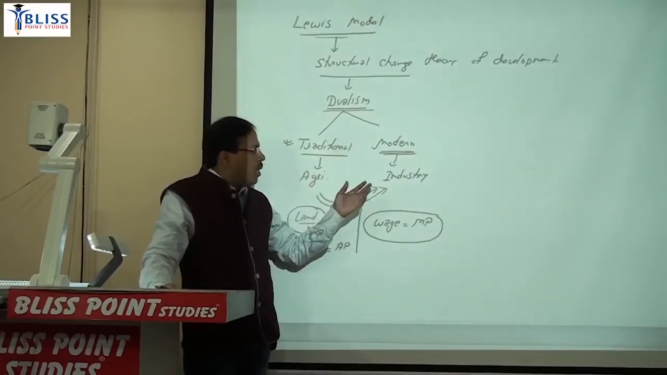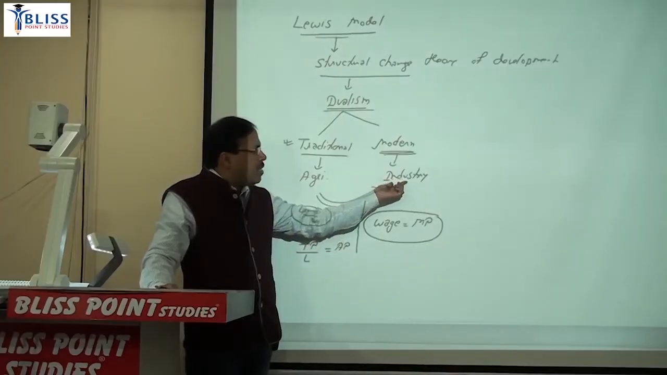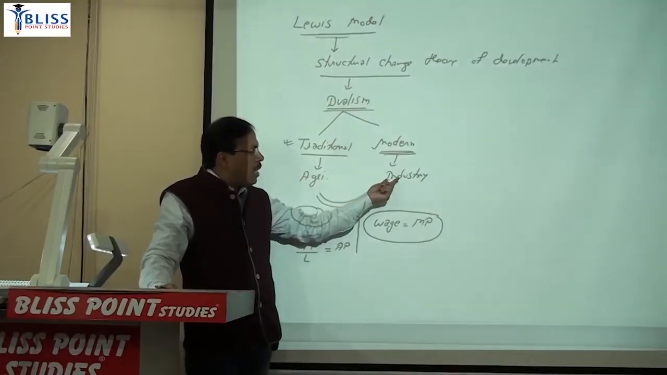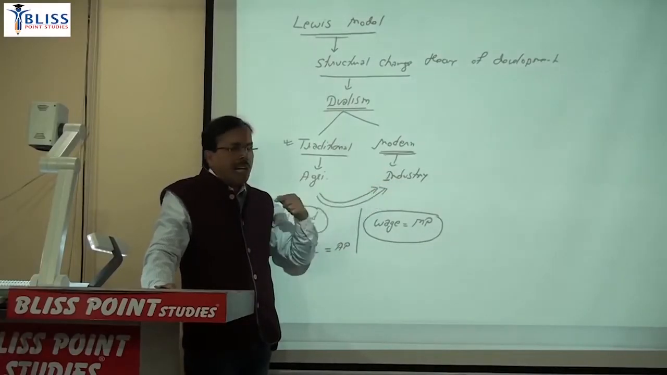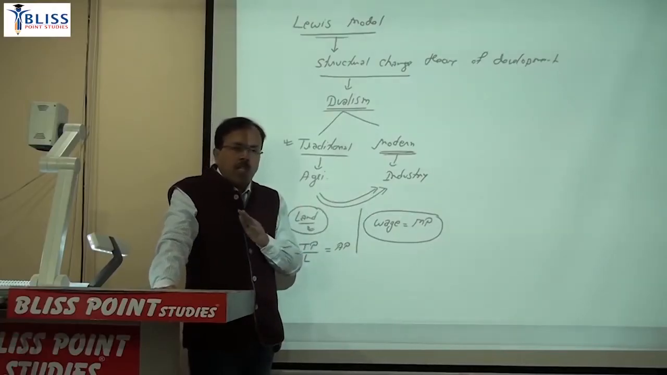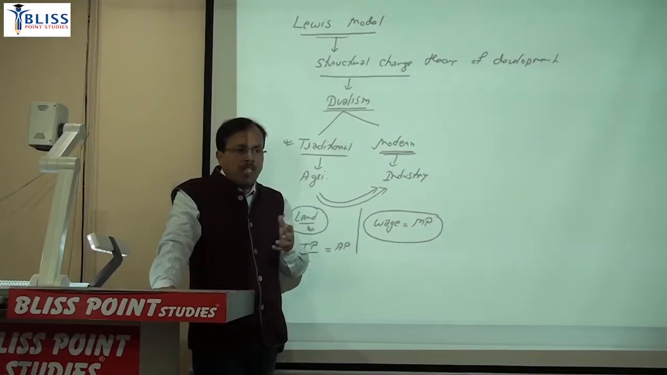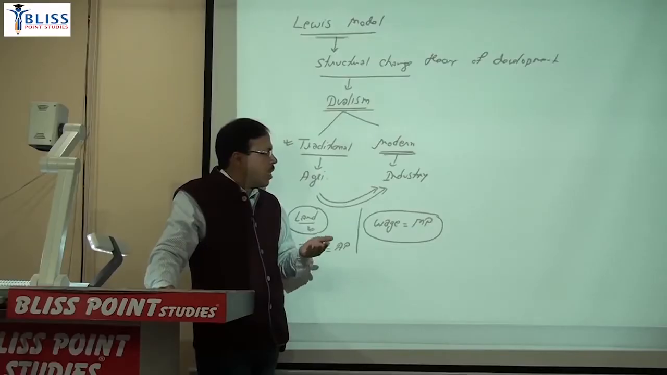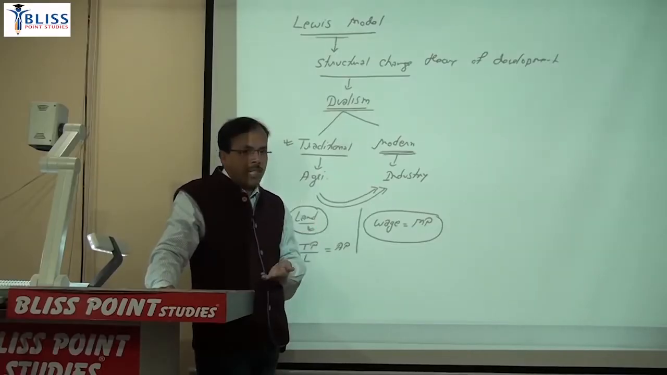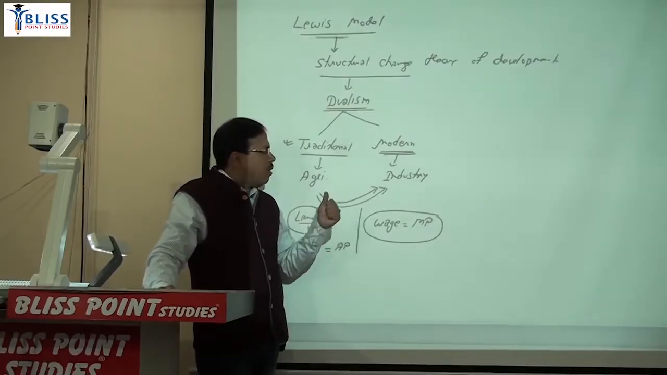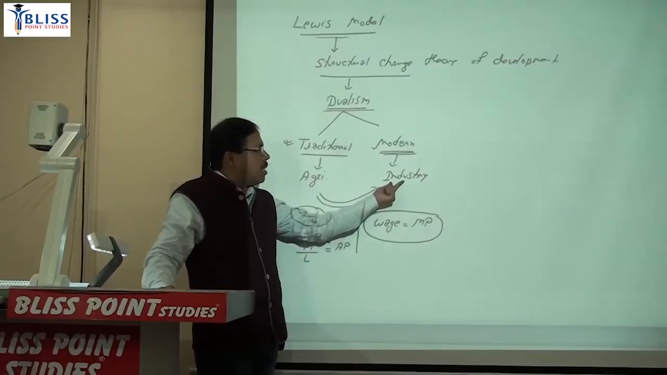What is the absorption capacity of this industry? How much labor can industry absorb? That depends upon capital accumulation in industry. If industrial expansion occurs, that means more and more plants are being set up, which in the economic sense is capital accumulation or investment. So if there is more and more capital accumulation in the industry, there is more and more plant set up, then more labor is demanded by this industry.